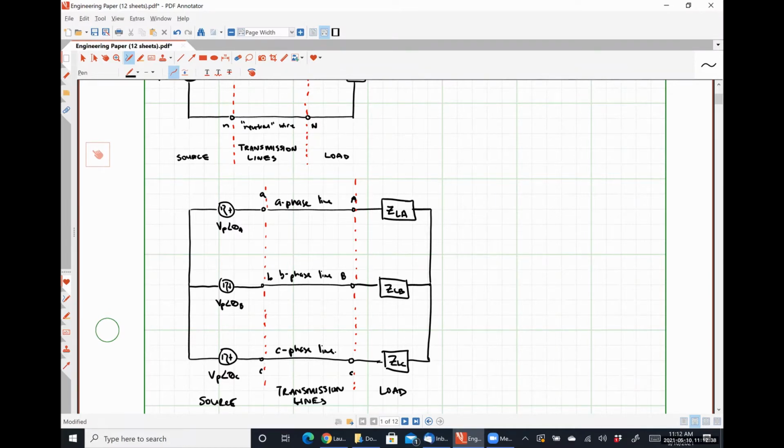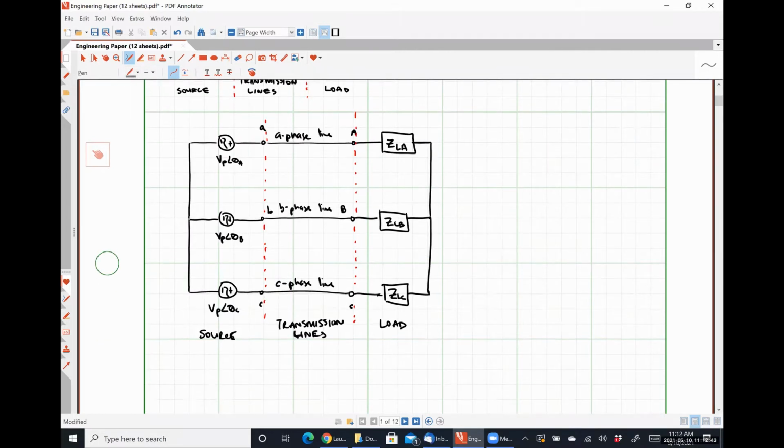If we wanted to have a neutral, I'll do it in gray just for the sake of argument. The neutral connection would be something like this. So we would call this guy lowercase n because it's on the source side, this guy capital N, and here is our neutral line. This makes it a 4-conductor system, okay?